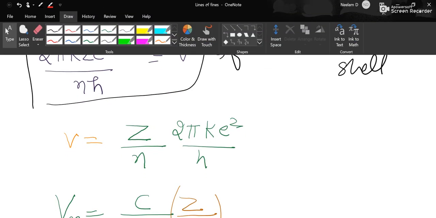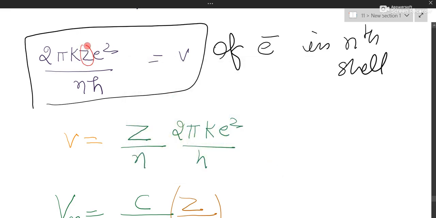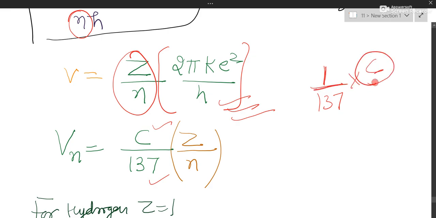Now from here again we will try to simplify it. Z and n, which are variable, you keep separate, rest of the quantity you keep separate. Now rest of the quantity is measured as C by 137, that is 1 by 137 times the speed of light in vacuum. So it is C by 137.